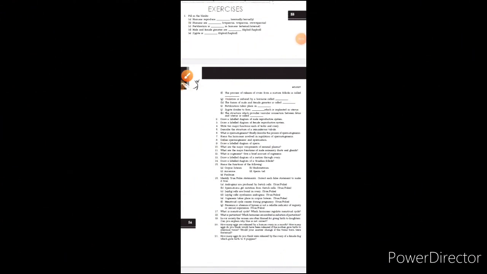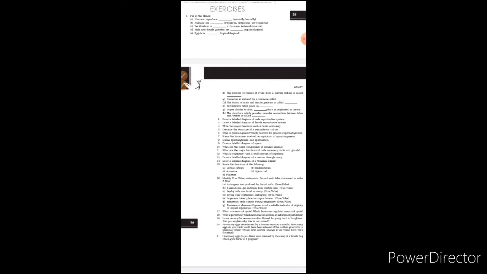Maths assignment from third chapter, human reproduction. First of all, you have to create 30 MCQs from this chapter, okay, as you did in previous chapter. And these are the exercise questions. The first question is fill in the blanks.